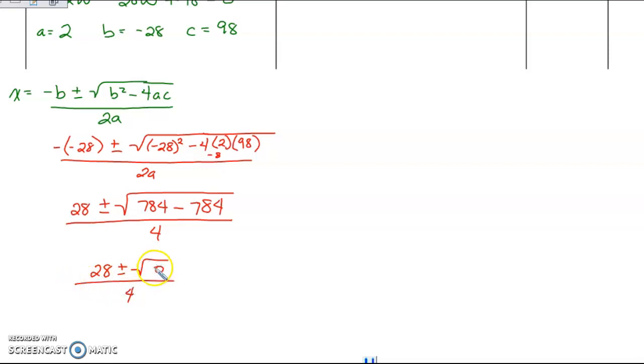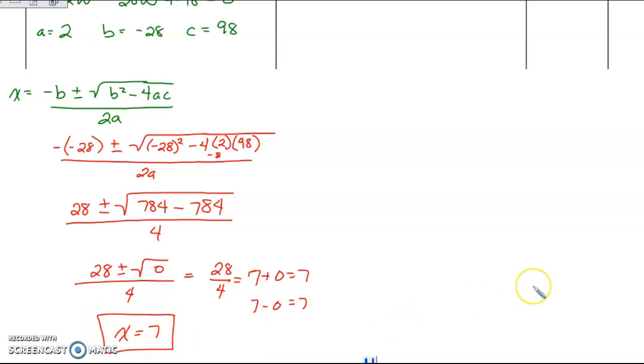So this is really 0. So then we get 28 divided by 4 is 7. Because 28 divided by 4 is 7, and the square root of 0 is just 0. If I add 0 to it, I'm going to get 7. If I subtract 0 from it, I'm going to get 7. So the only solution that I have is x equals 7.